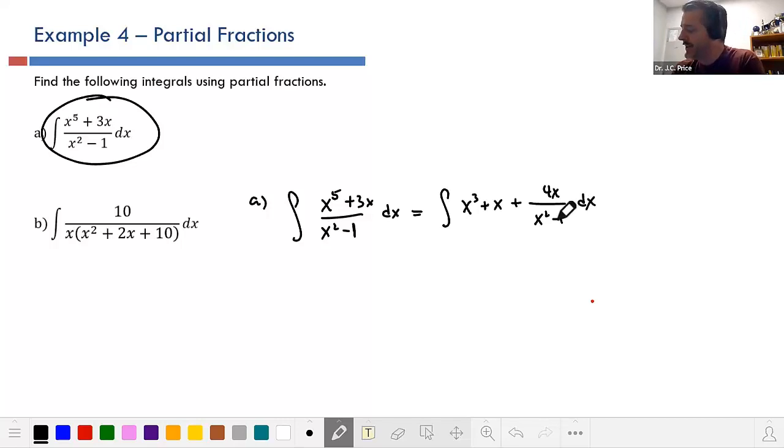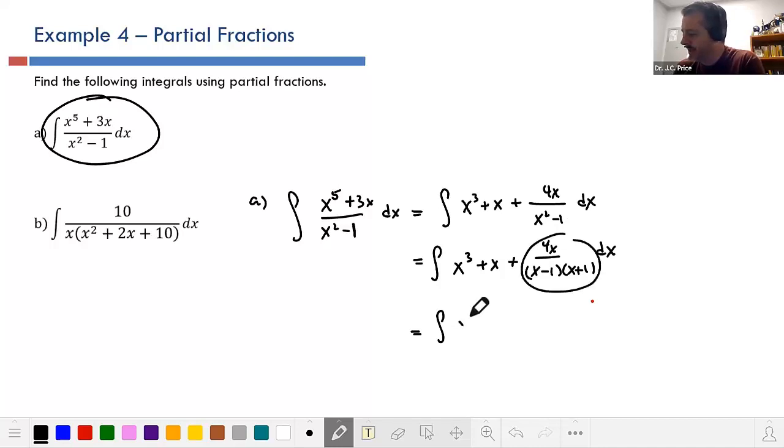And now I can factor this bottom like we just did up there. So this will be equal to the integral of x cubed plus x plus, and this is 4x over x minus 1 times x plus 1 dx. And I can apply my partial fraction decomposition to this guy right here. So I'll rewrite this as x cubed plus x plus A over x minus 1 plus B over x plus 1, and then all dx.